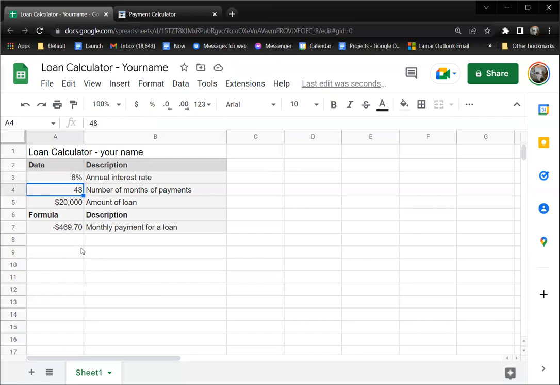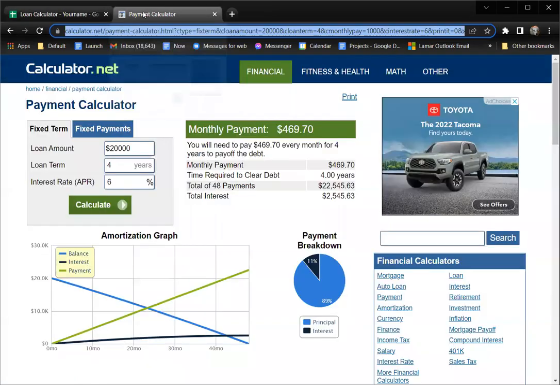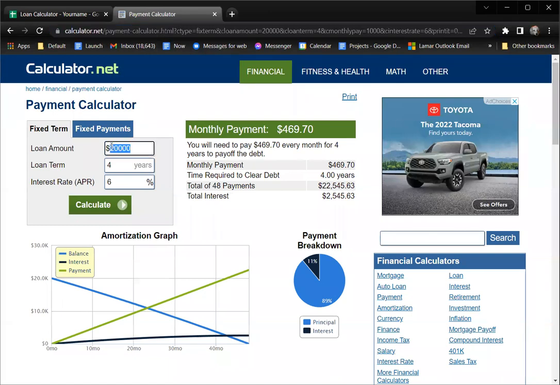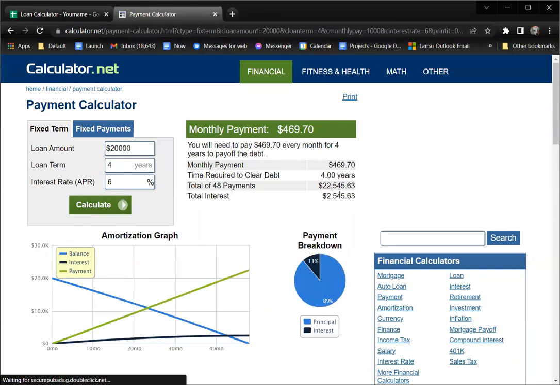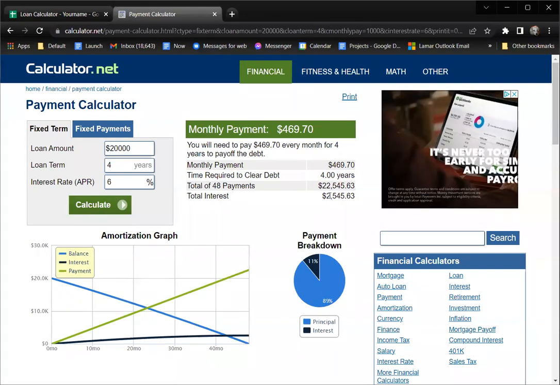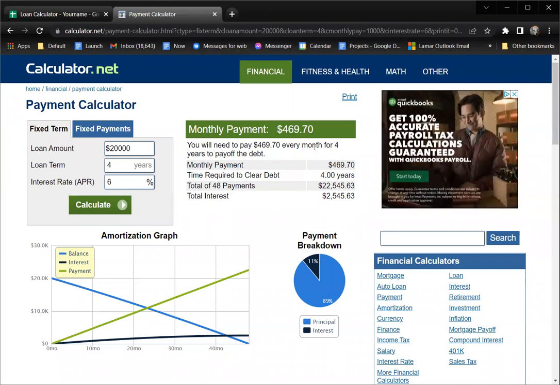But try different things to test that. There's a cool loan calculator, I think is what I searched on, and you can do something like this to test it. You can type 20,000 for 4 years at 6%. You click calculate, and it shows you over here where your payment is. Your monthly payment in this case is 469.70.